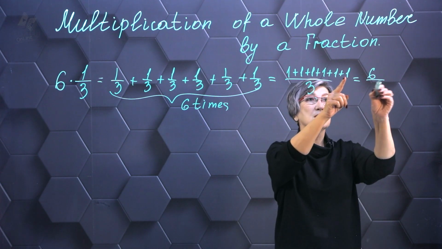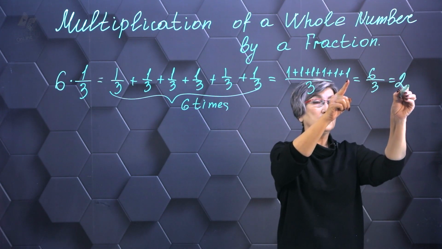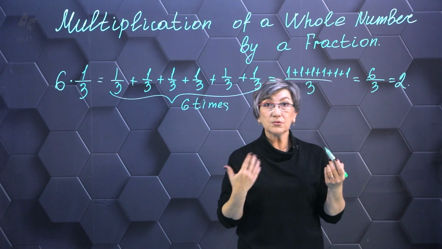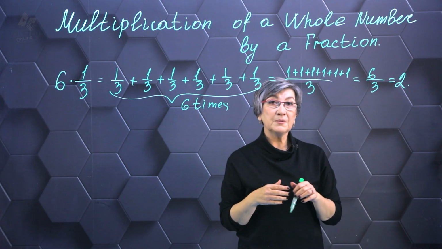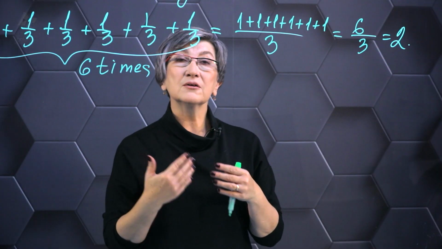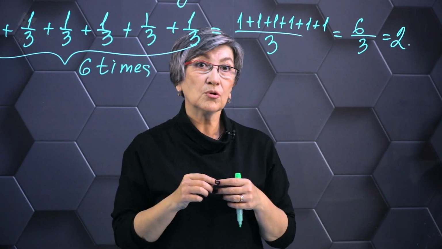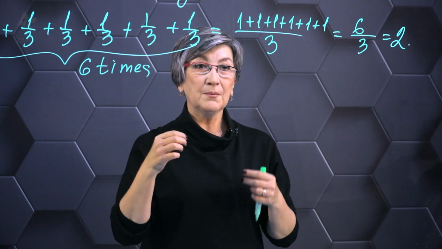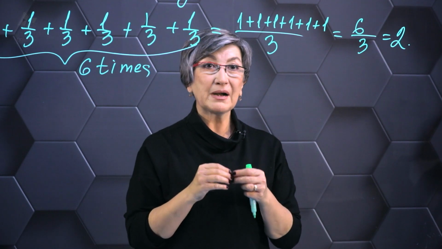6 divided by 3. And 6 divided by 3 is 2. So I reduce 6/3, that's a 2. And basically, we don't need a rule to multiply a whole number by a fractional number. We can add it up, but the point is that it's not really convenient. So of course there are some rules.